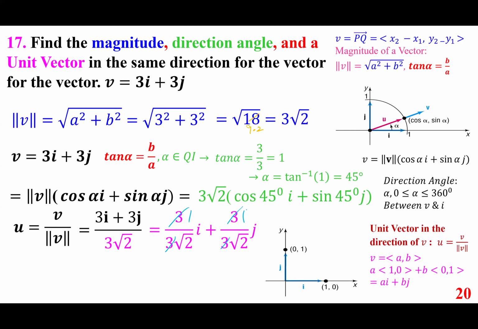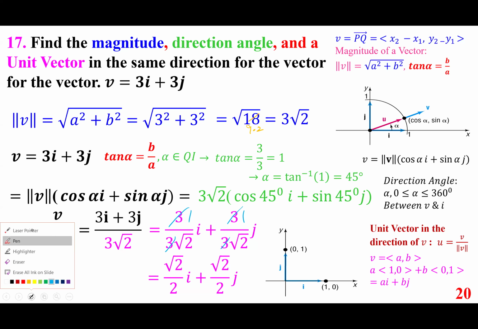So 1 over square root of 2, as you know, is square root of 2 over 2. If you want to rationalize, it's the same thing. Magnitude, angle, we wrote it in this format, and we wanted the unit vector in the same direction.